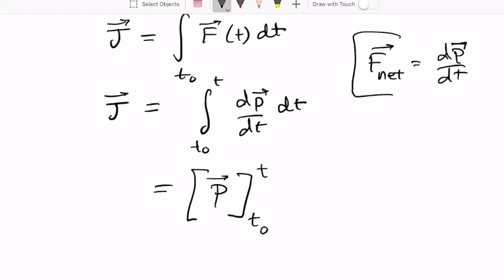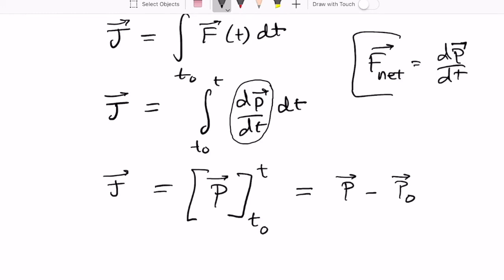I hope it's clear what we just did. dp/dt is the derivative, and when you integrate a derivative, you just get back the original function, right? So if you have a function y of x, if you differentiate that, that's dy/dx or y prime of x, and then if you integrate y prime of x, you just get back y, right? So that's exactly what we did. So that is just P final minus P initial, and that is the impulse J.